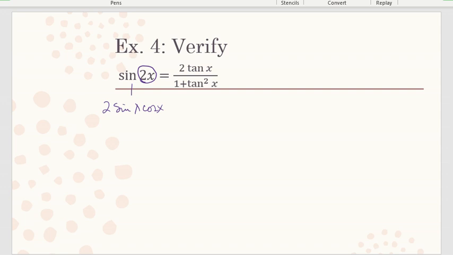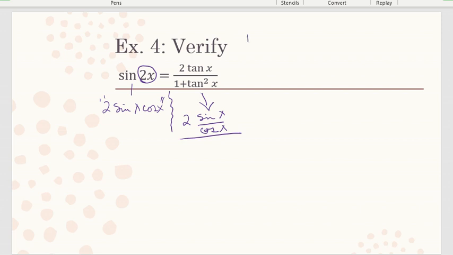Well, that doesn't get me very far, and nowhere does it give me anything like a tangent. So what I'm going to do is actually work with this side and see if I get it looking like this so that I can finish it out. Okay, we're not going to use that right now, but I'm going to work with 2 tangents. So 2 tangent means, the first thing I see, let's go ahead and make it 2 times sine over cosine x. That's the top. The bottom, 1 plus tangent squared.